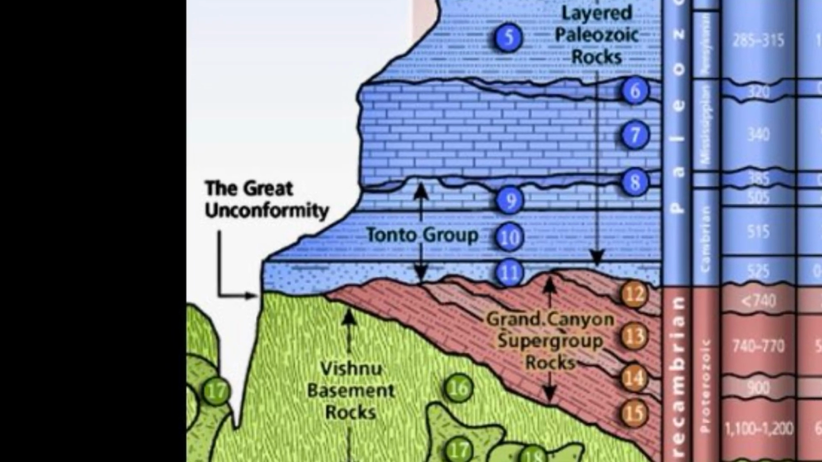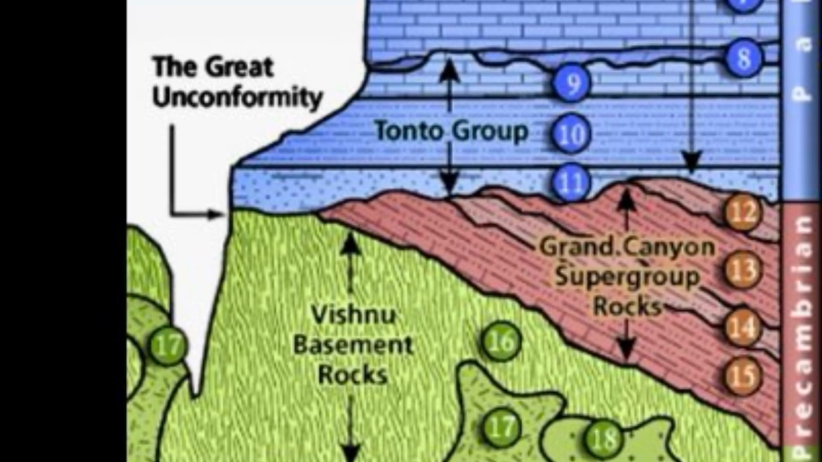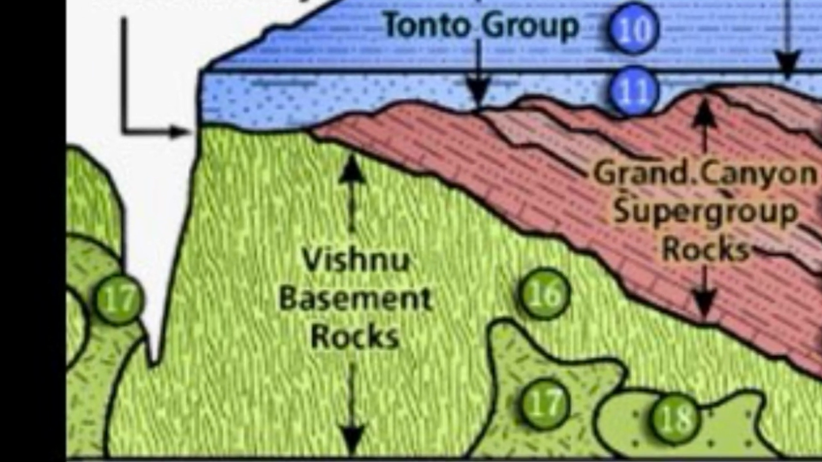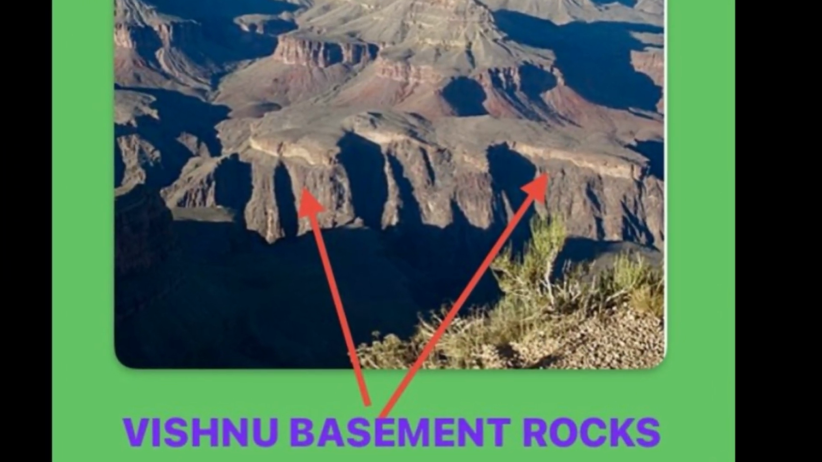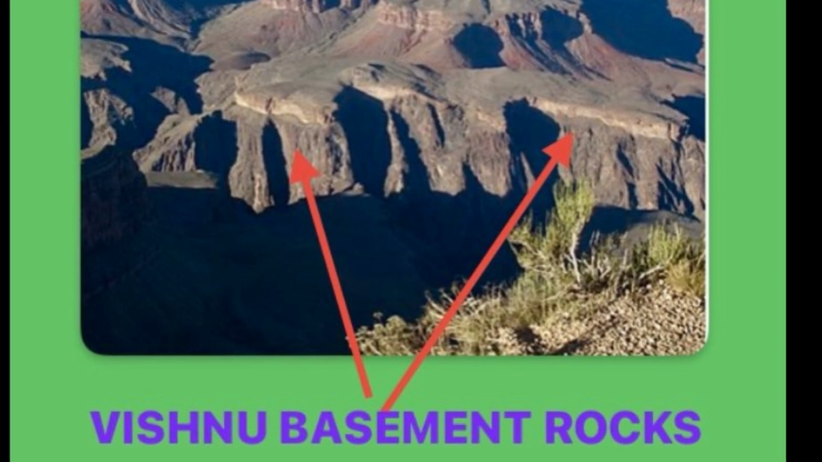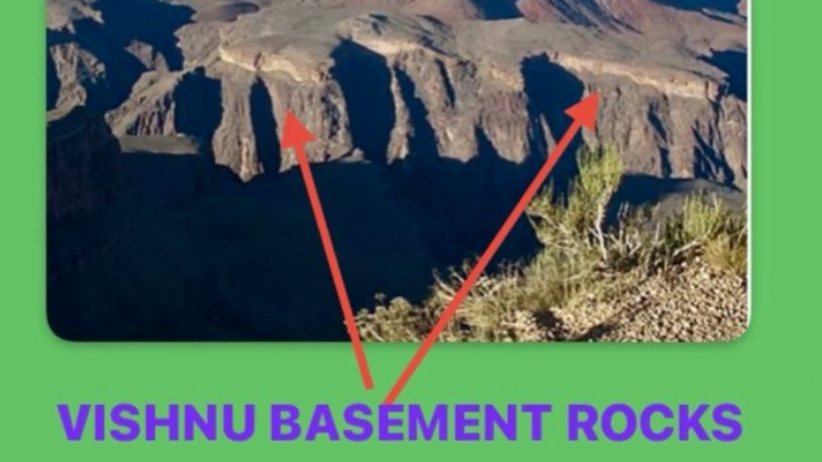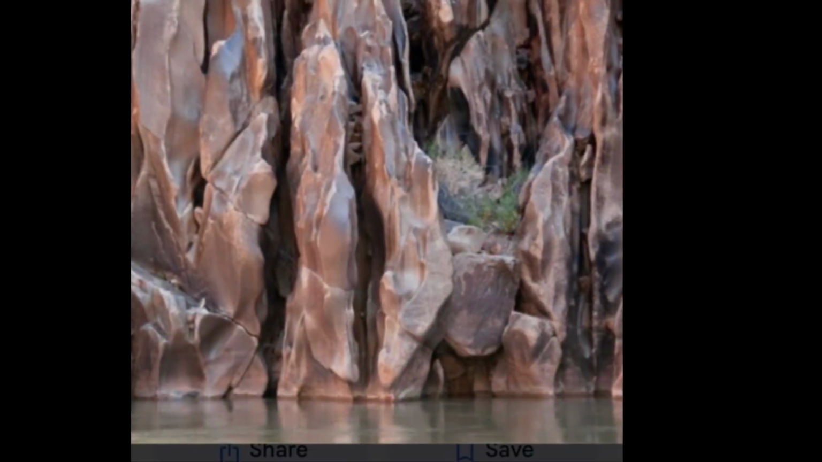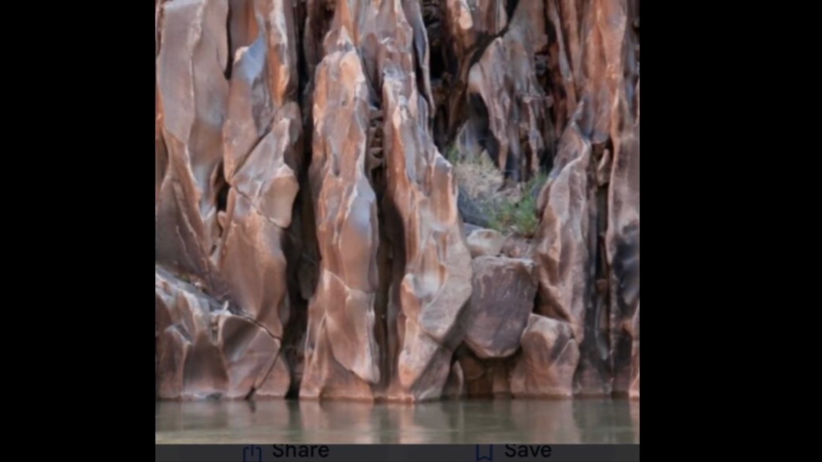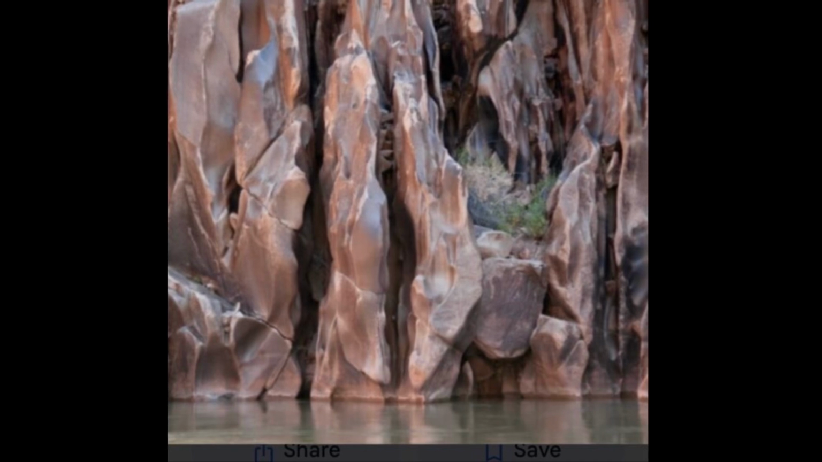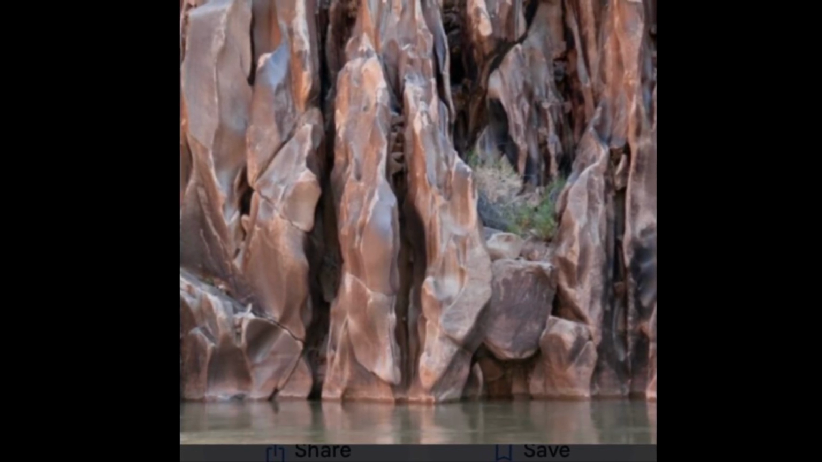Okay, spotlight Vishnu Basement Rocks at the very bottom of the Grand Canyon. Here's what they look like from afar. They're kind of very dark brown or black rocks. But down at the bottom along the Colorado River, they can look pretty colorful. This stuff is the Vishnu schist found right down along the Colorado River. Pretty stuff.